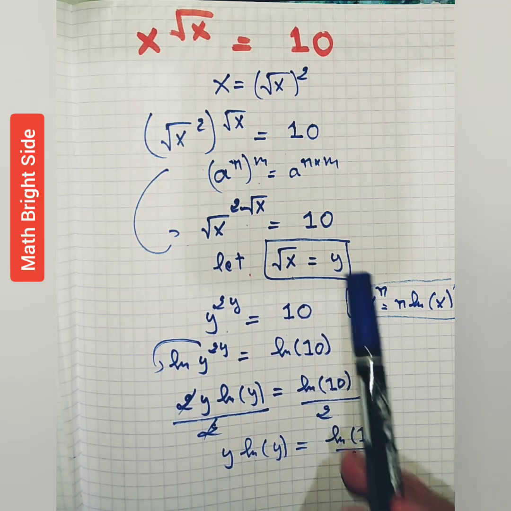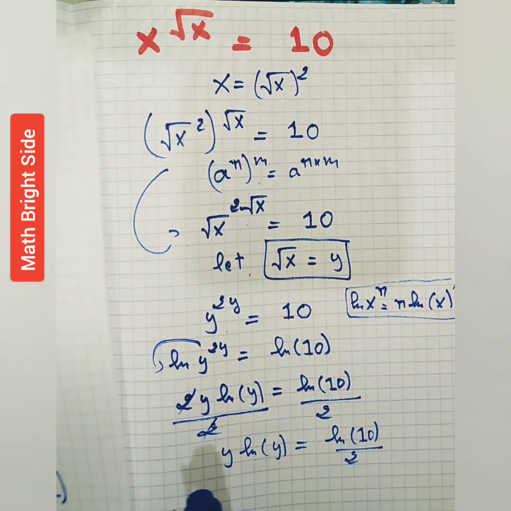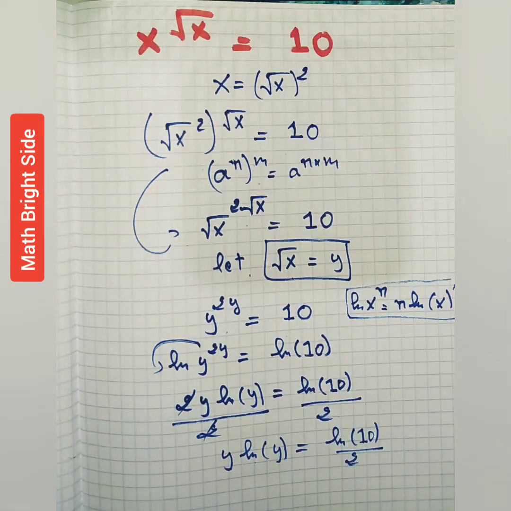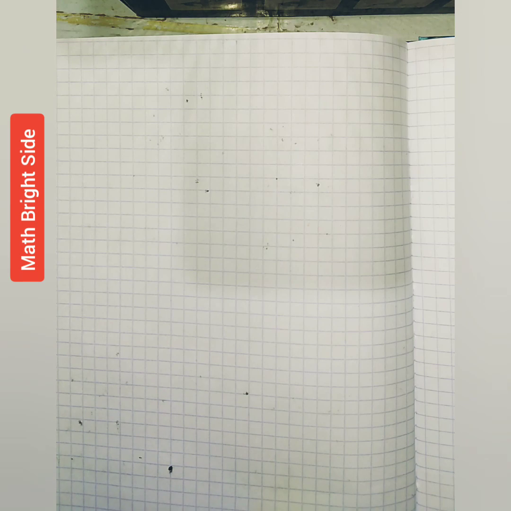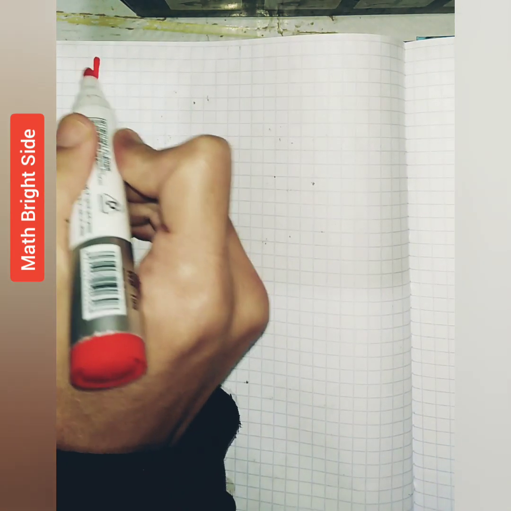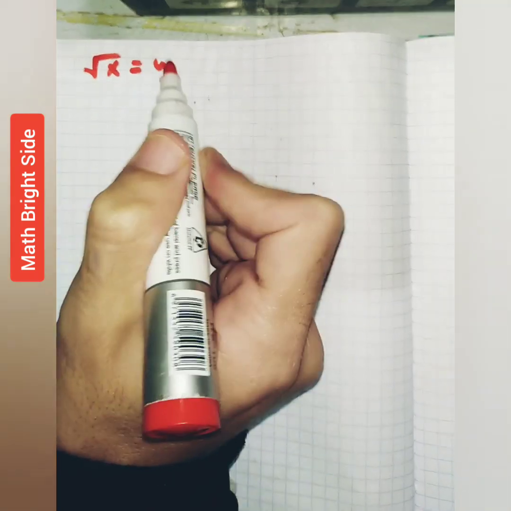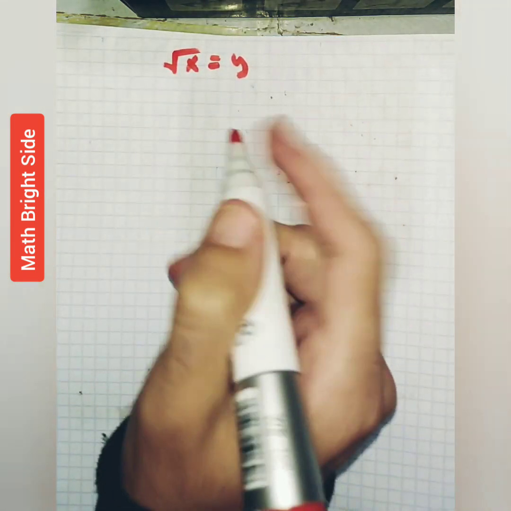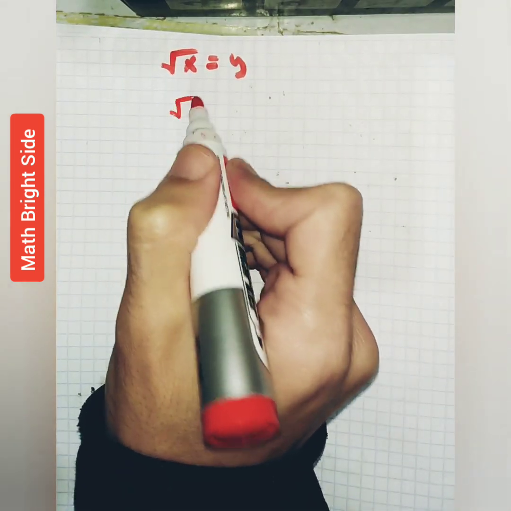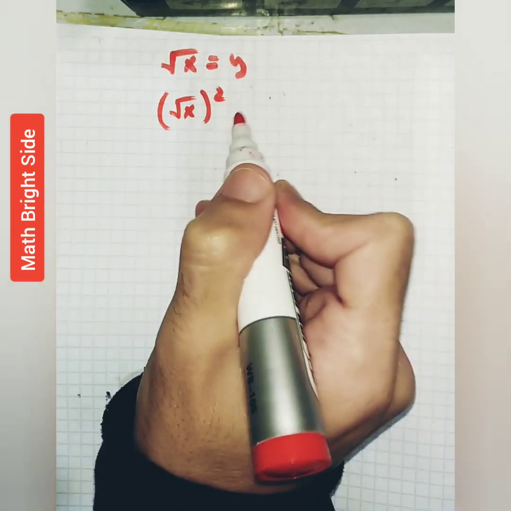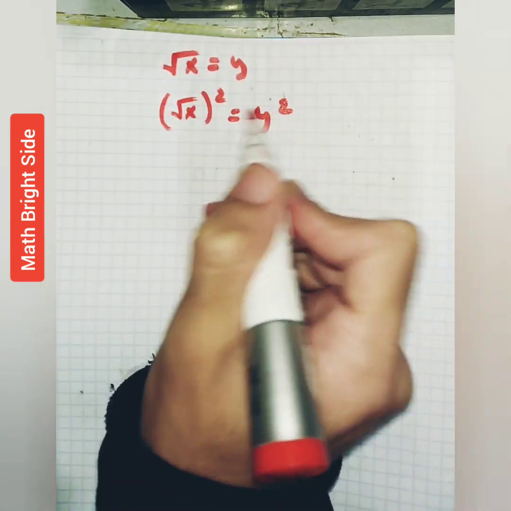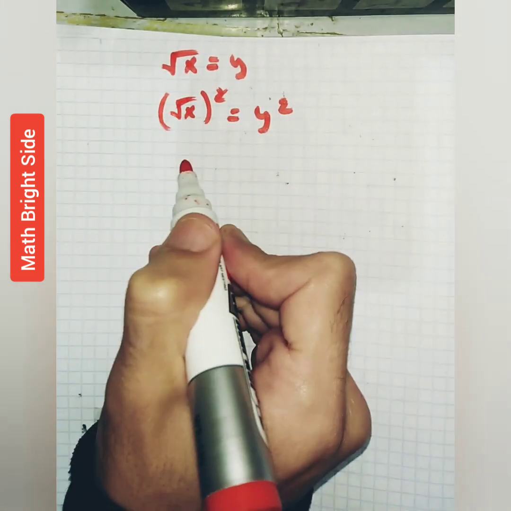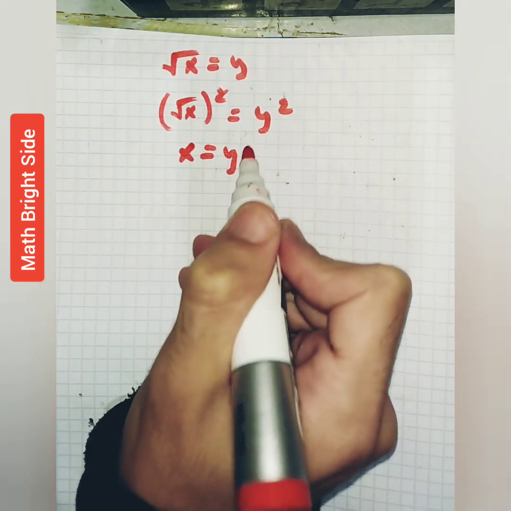But square root of x equals y. So (square root of x) power 2 equals y squared. We simplify, so x equals y squared.